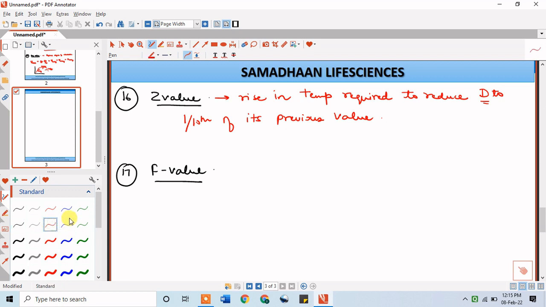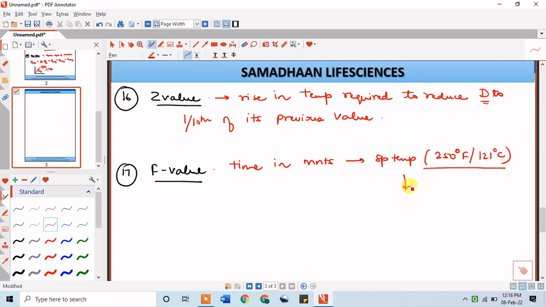So what is F value? F value का मतलब क्या हो गया? This is the time in minutes at specific temperature. किस temperature की बात कर रहे हैं? At specific temperature. Usually ज़्यादातर cases में it is present at 250 degrees Fahrenheit या फिर 121 डिग्री सेंटीग्रेड की बात कर रहे हैं. And the time in minutes, कितनी देर हमें रखना पड़ेगा at this particular temperature in order to kill a population of cells or spores.